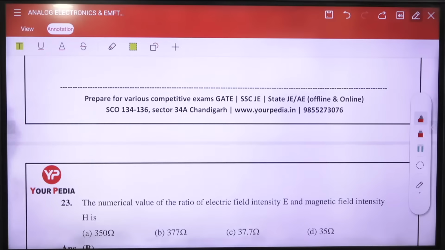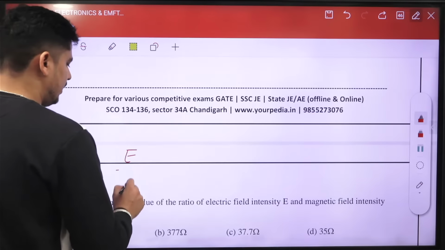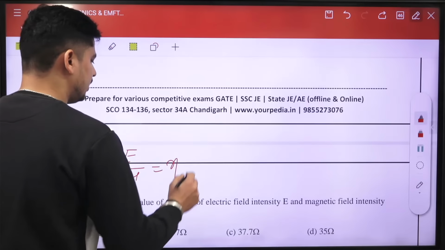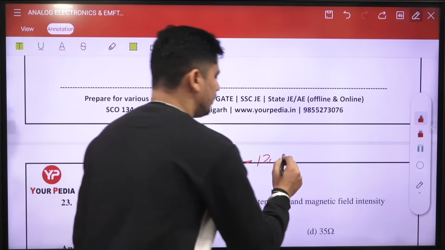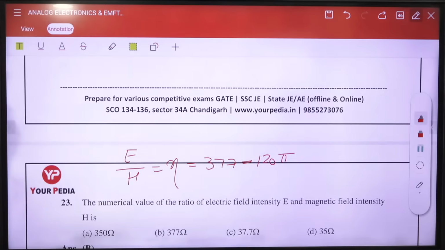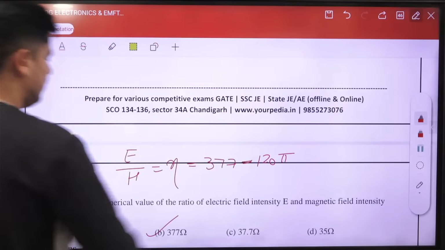The numerical value of the ratio of electric field intensity to magnetic field intensity: remember, E by H is always equal to eta, and the eta value is 377 or 120 pi. So the answer will be B, 377 ohm.